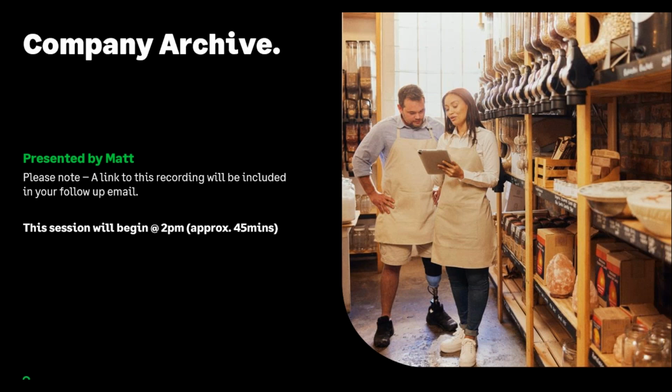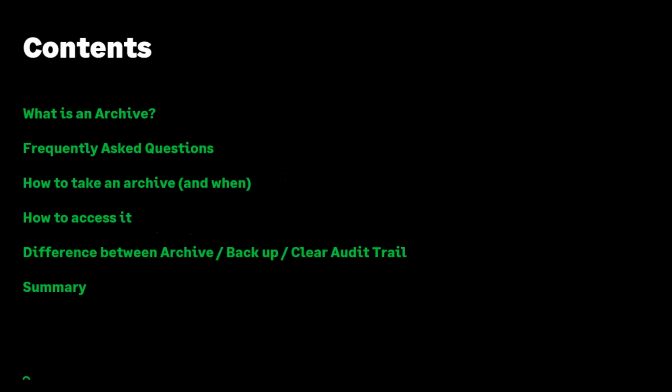So what we're going to be doing today is, on the next page, looking at what an archive is, explaining that in detail, and the differences between, as I say, backing up Clear Audit Trail and taking an archive. Then frequently asked questions, the reason for the webinar, we're going to go through those. We'll look at how to take an archive and when it is appropriate to do so, then how to access it. An add-on to that question is how to revisit your company data once you've looked at an archive. But again, we'll have a look at that in a bit more detail as we go on.